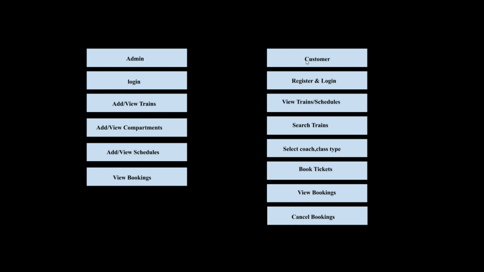Now the customer will register into the application and log in with the registered email and password. After login into the application, he will view the trains and schedules which are added by the admin. Now the customer will search the trains and select the coach and class type. After selecting the coach and class type, the customer will book the tickets and the booked tickets can be seen in the view bookings, and he can also cancel the bookings if he has any reason to cancel the booking. So this is the flowchart.